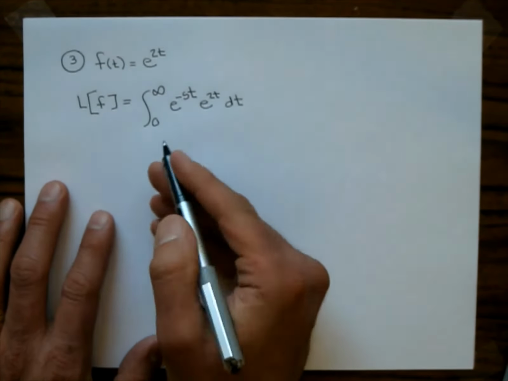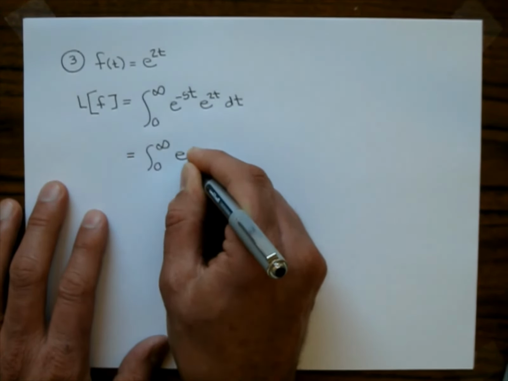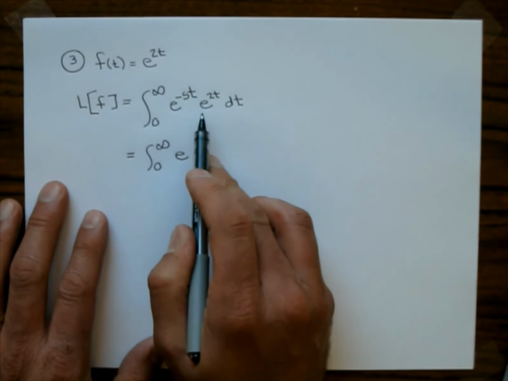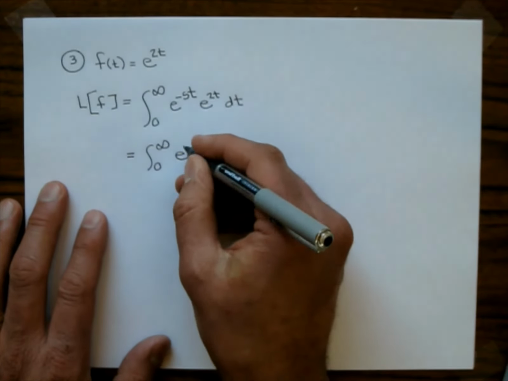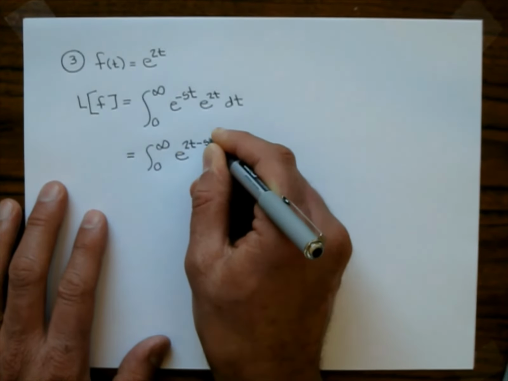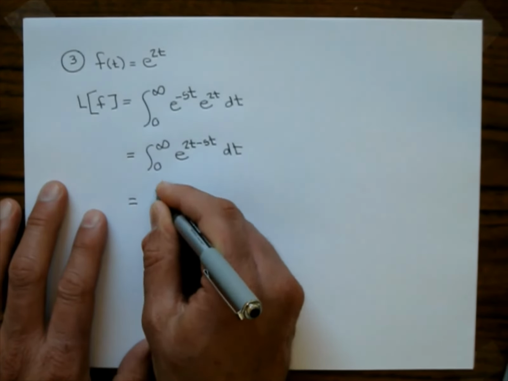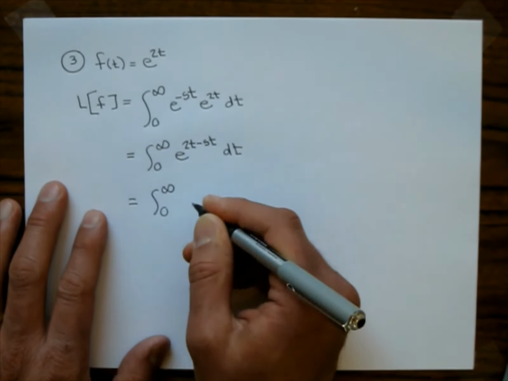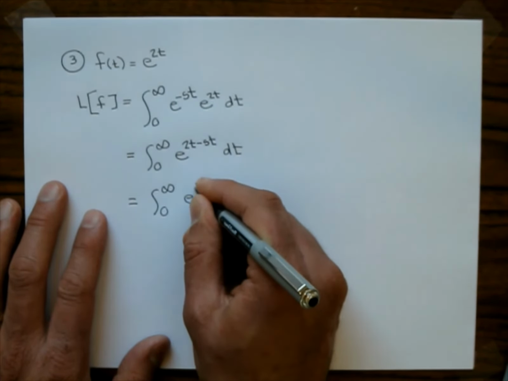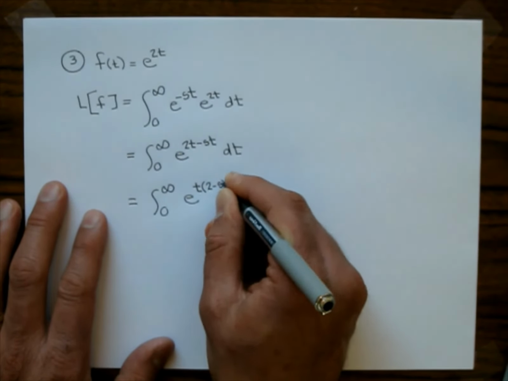Okay, so what does this thing equal? 0 to infinity, e to the, I can add those exponents, so this is just like if you had an x cubed times an x to the 4th, it's x to the 7th, so this is going to be 2t minus st dt. Okay, so this is the integral from 0 to infinity, just rewriting it many times, I guess. That's a t, and then we have 2 minus s dt.